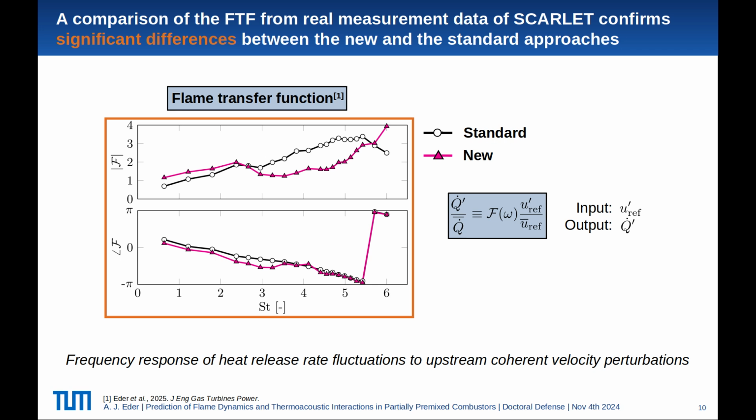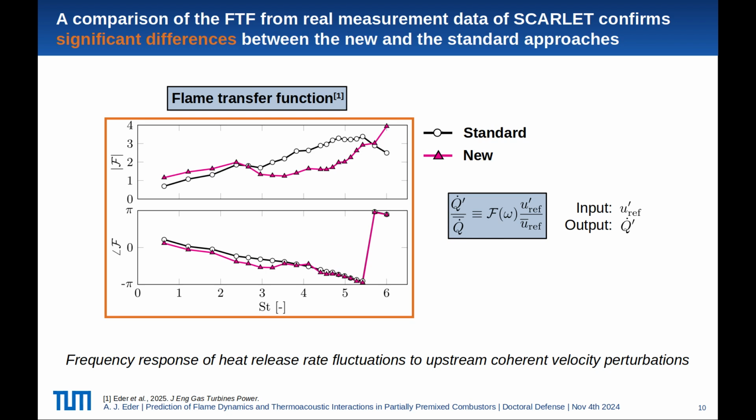And when we compute the flame transfer function now with a standard approach, which I showed before, and with a new approach, which is mathematically consistent, we can see that there is a discrepancy in the phase and in the gain. The phase somehow looks similar, however that can just be a coincidence. And for the gain, at least above Strouhal number 3, there is a large discrepancy.